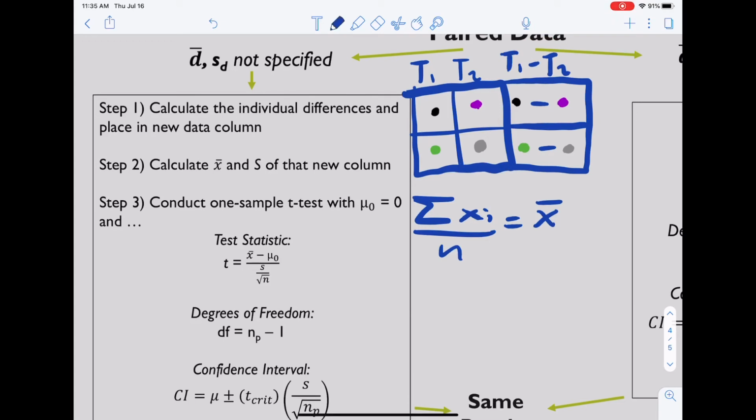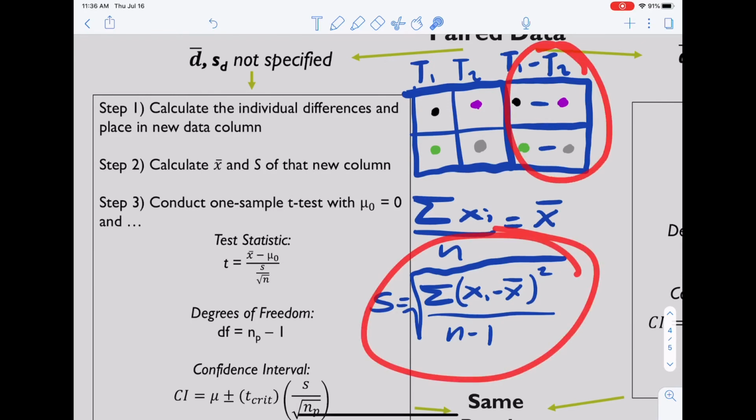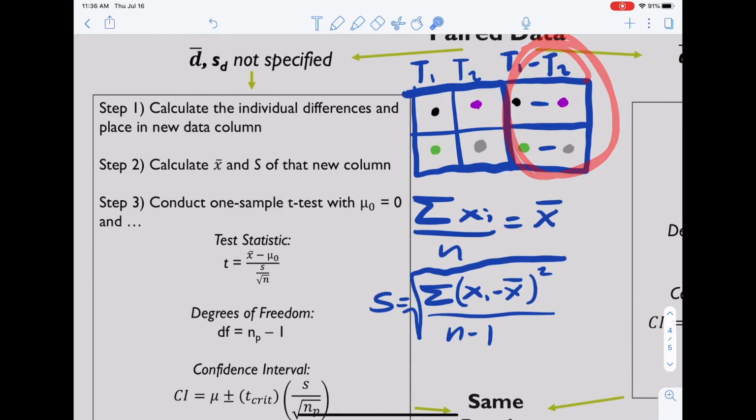And then we also would find the standard deviation, which is, let's see, if I can remember this, let me write it like this: the square root of the sum of xi minus the mean, squared, divided by n minus 1, all underneath the square root. Cool. We've done that before too, for this column of differences. We're treating it as if it's all alone, totally independent, totally out there by itself, some new column of data. And then what do I do?